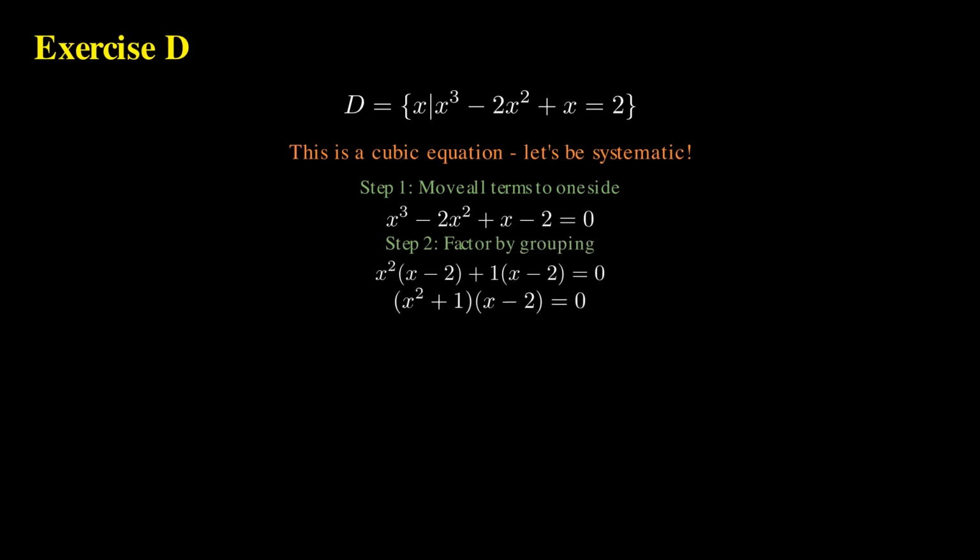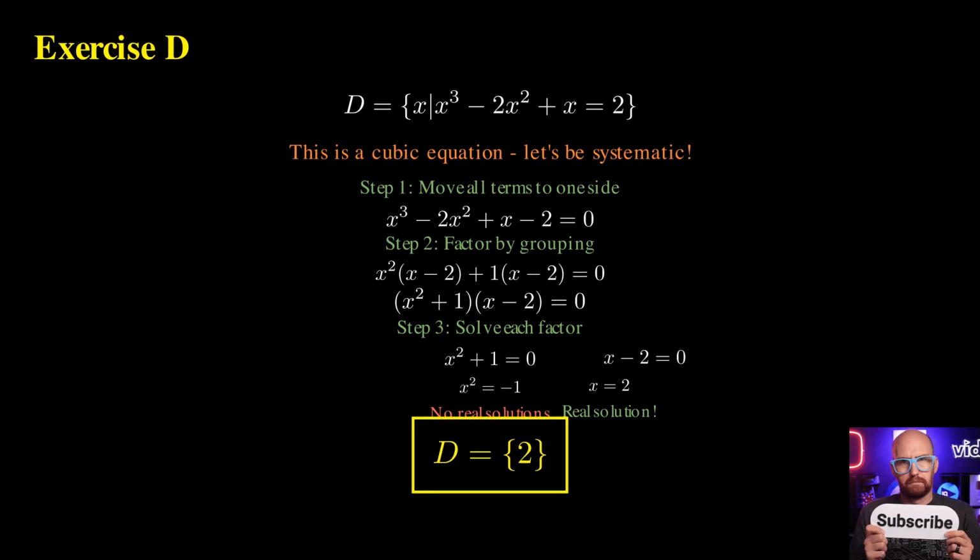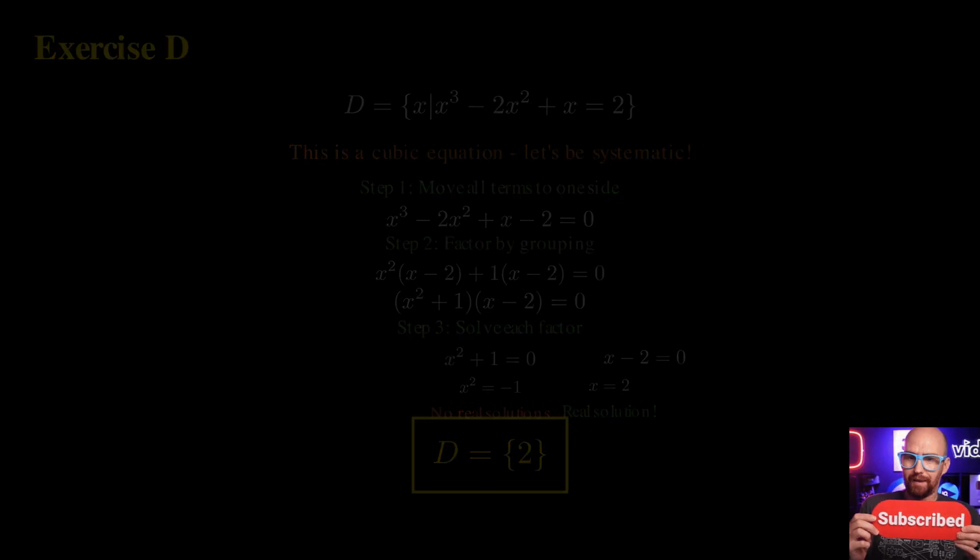X squared times x minus 2 plus 1 times x minus 2 equals 0. Step 3, factor out the common factor x minus 2. X squared plus 1 times x minus 2 equals 0. Now we solve each factor. x squared plus 1 equals 0 gives us x squared equals negative 1, since we need real numbers. This has no real solutions. But x minus 2 equals 0 gives us x equals 2. That's our answer. Therefore, D equals the set containing just 2.